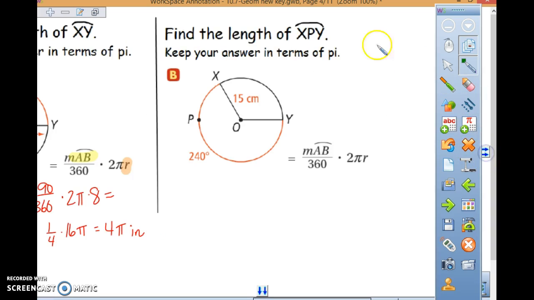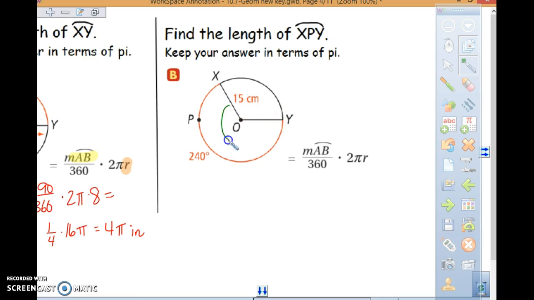The next arc, it says find the arc length of XPY. Notice how there's 3 letters in there. That tells us that this is going to be a major arc. So X to P to Y. Major arcs measure more than 180 degrees.